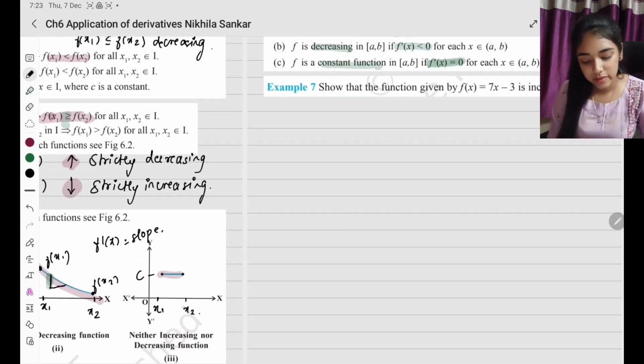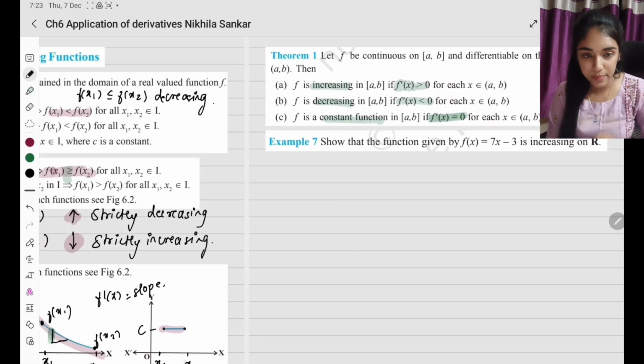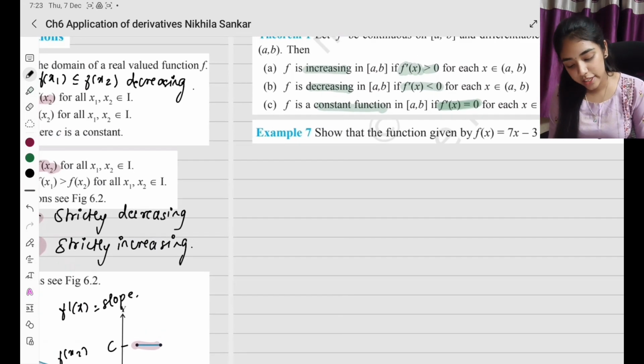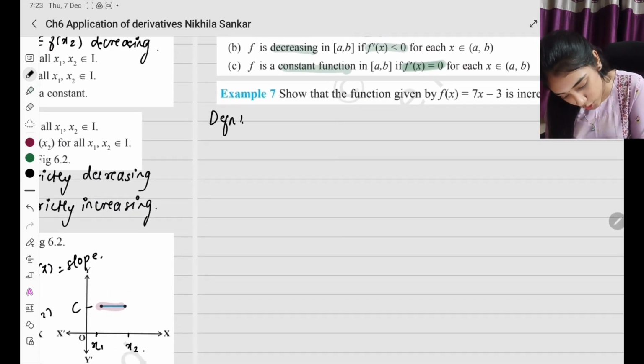Okay, so that is why we find that. இப்போ ரெண்டு மெத்தட்லயும் பண்ணலாம். Example 7. Show that the function given by f of x equals 7x minus 3 is increasing on R. Okay, so according to definition 1. So let me solve it in both the methods.